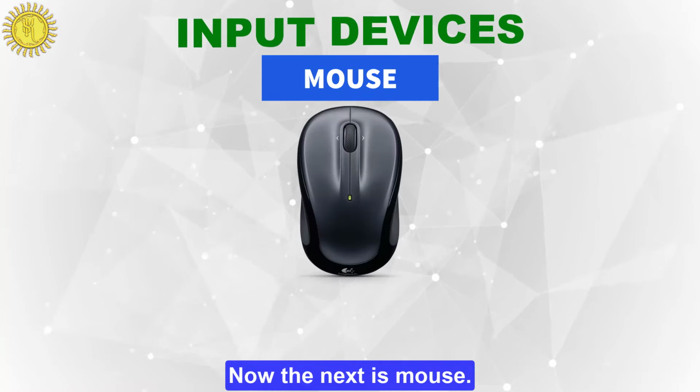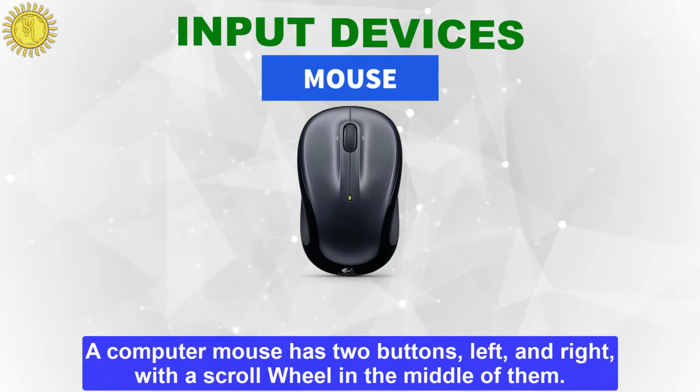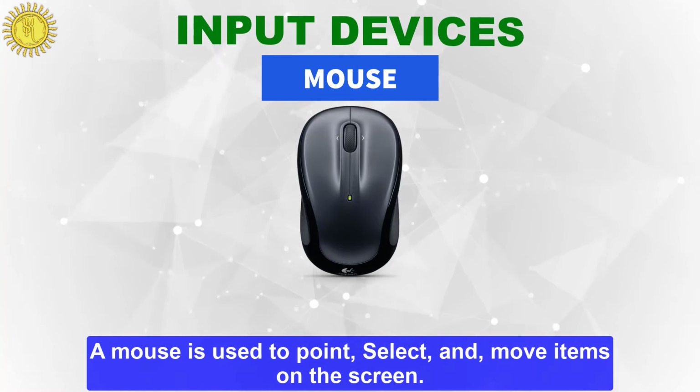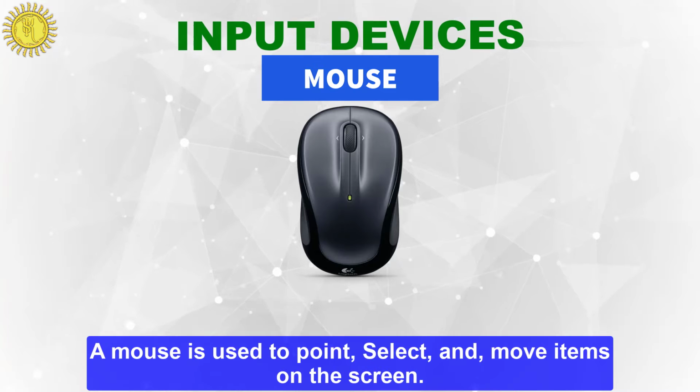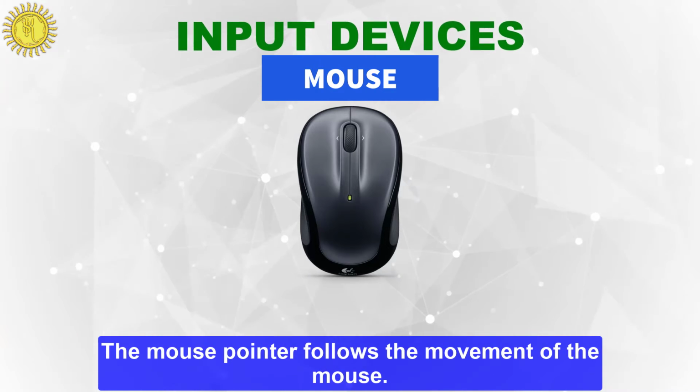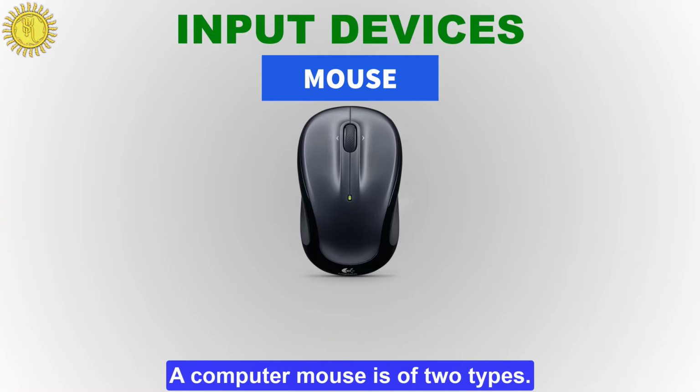Now the next is mouse. A computer mouse has two buttons, left and right, with a scroll wheel in the middle of them. A mouse is used to point, select, and move items on the screen. The mouse pointer follows the movement of the mouse. A computer mouse is of two types.